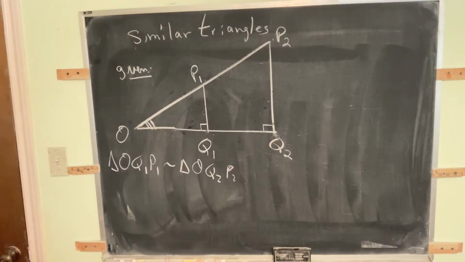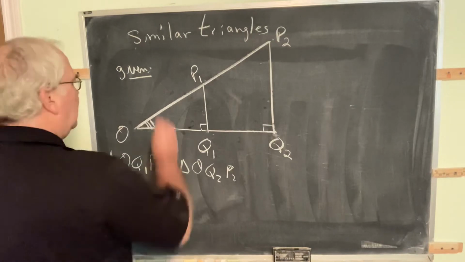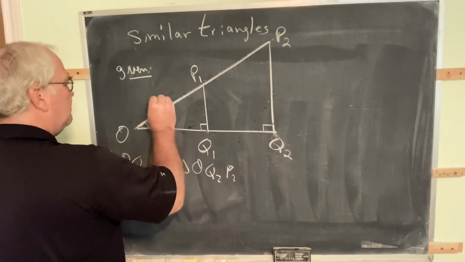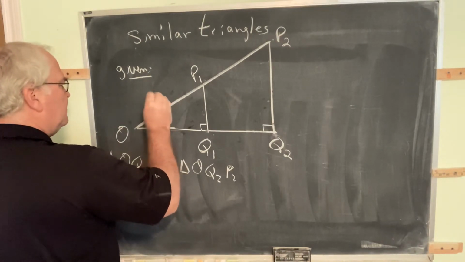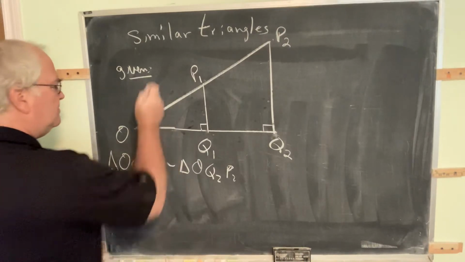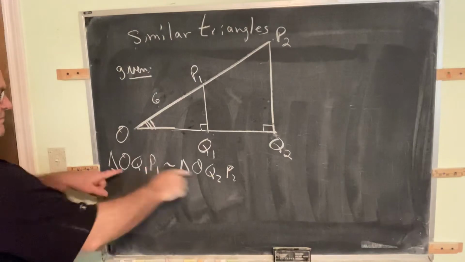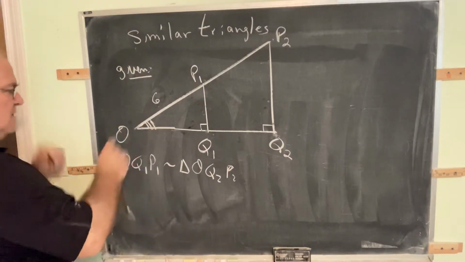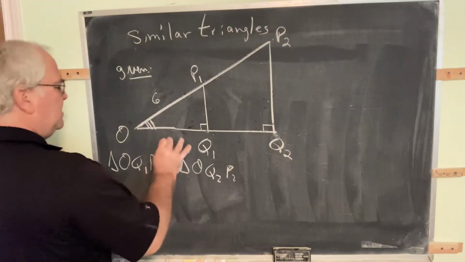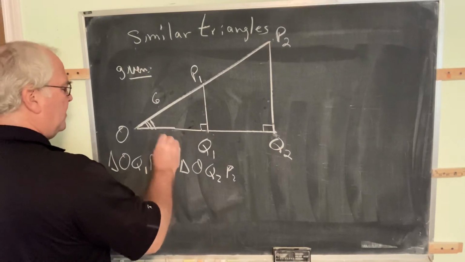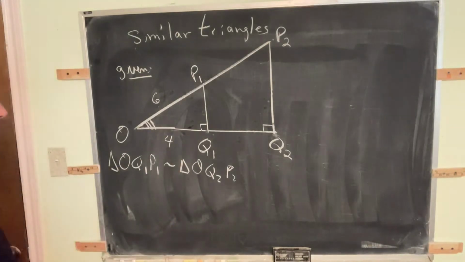All right? Now, let's suppose we know this distance is known to be 6. So given that distance is 6, so everything here is given. Well, this is what we've deduced. This is given. Let's suppose this distance is 4.